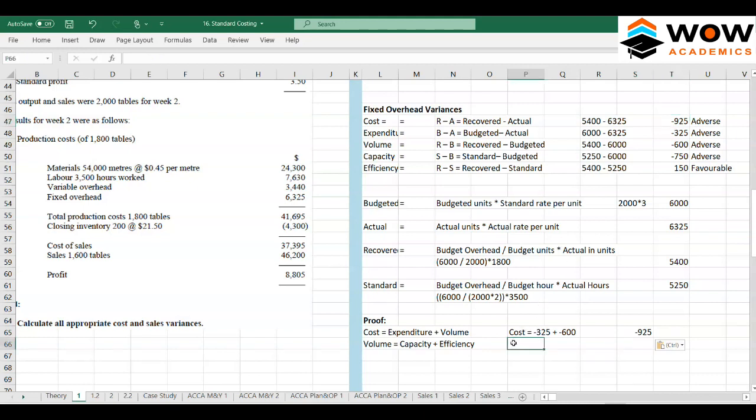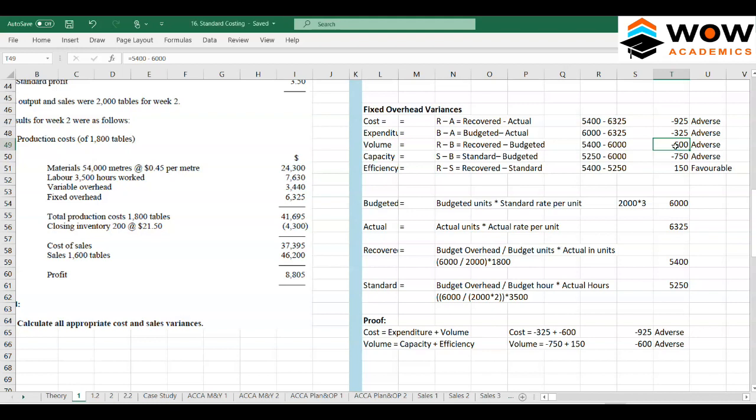And what about volume variance? So volume variance is equal to capacity and efficiency. Capacity is minus 750 plus efficiency is 150. So our answer should be minus 600. Both, if you take, are adverse, and check. Okay, so both are minus 925 and minus 600. So volume is minus 600. Are we correct? Yes.